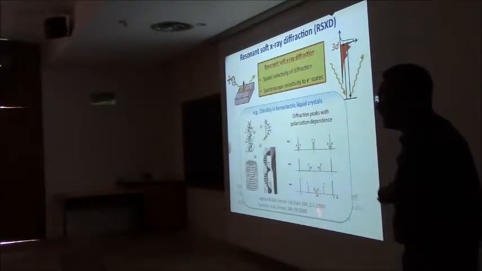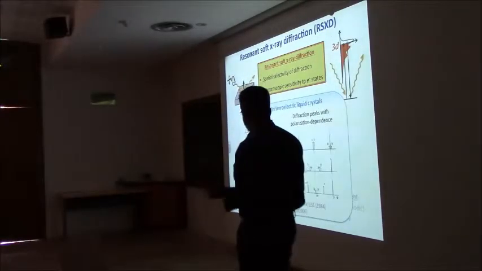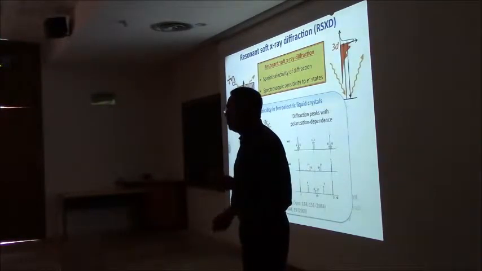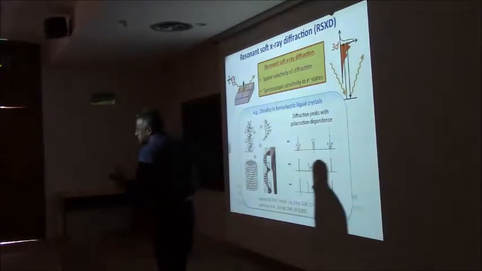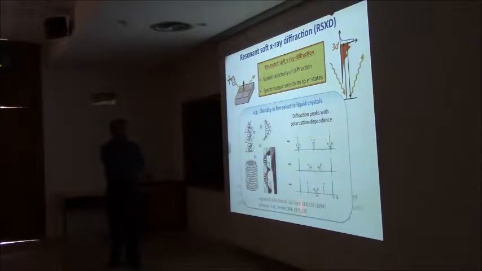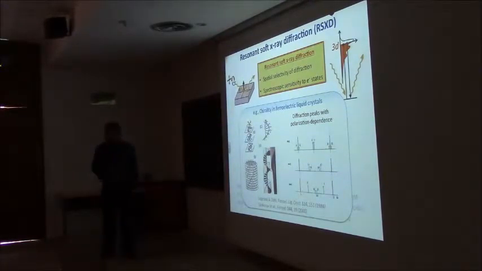People have used this, and this is work from Sven Lagerwall way back in the 80s, to look at chirality in liquid crystals. In the smectic C star phase, I don't know the language very well, one of them is a handed liquid crystal. You can look for that by looking at the diffraction peaks with polarization dependence. People have done this kind of experiment for liquid crystals. In some sense, we treat our vortices exactly like liquid crystals.